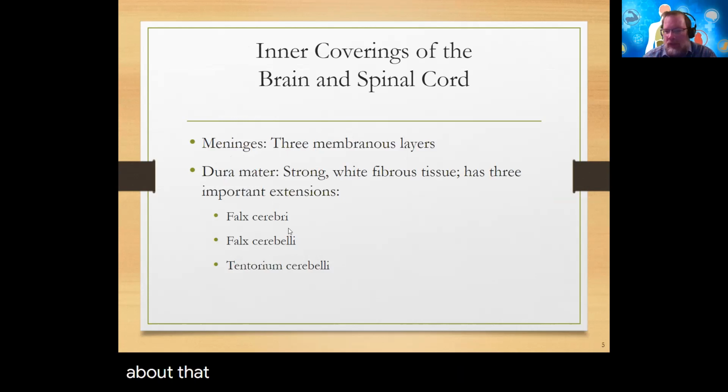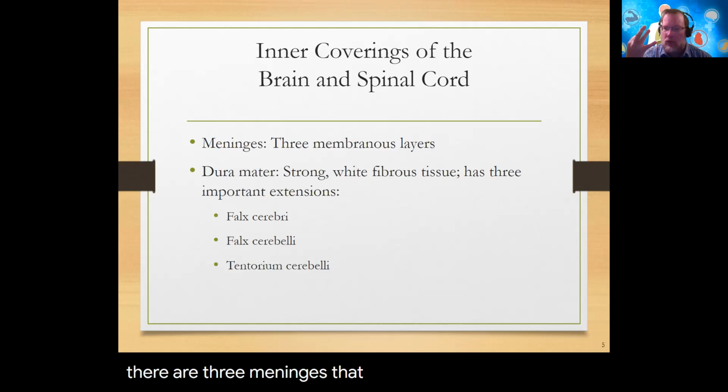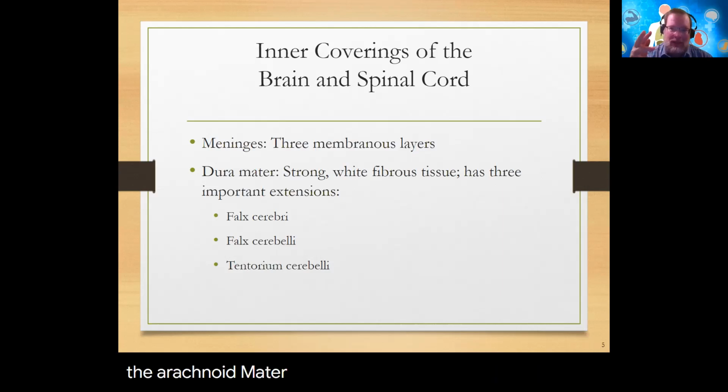We're not worried about this. This information is for a more advanced understanding of structure. If you guys can walk out of general A&P with it etched into your long-term memories that there are three meninges that cover the brain and spinal cord, and from superficial to deep, they are the dura mater, the arachnoid mater, and then the soft innermost pia mater. If you can have those three down as you walk out of general A&P, man, awesome.